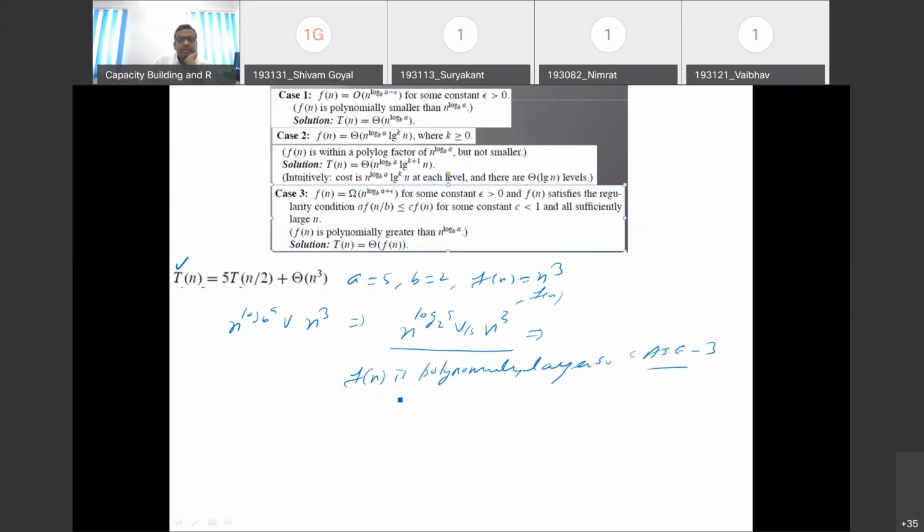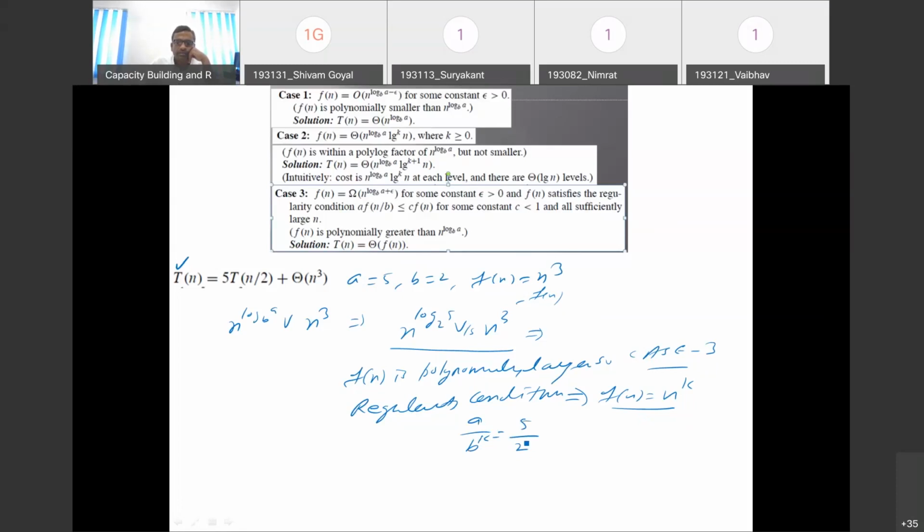Now one more thing we need to check is whether the regularity condition holds or not. Okay, we need to check the regularity condition also. We just learned the theorem that if f of n is a polynomial, then the regularity condition will hold. So there is no need of checking it, and even if you want to check, then go for a upon b raised to the power k, which is 5 upon 2 raised to the power k.